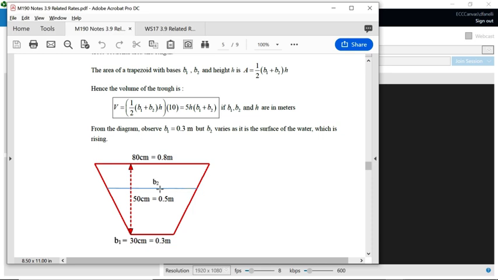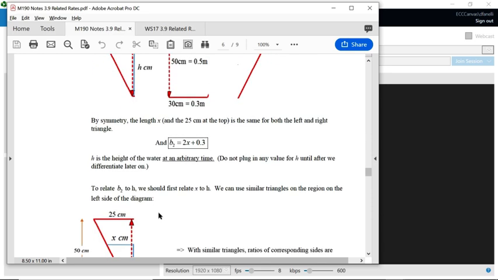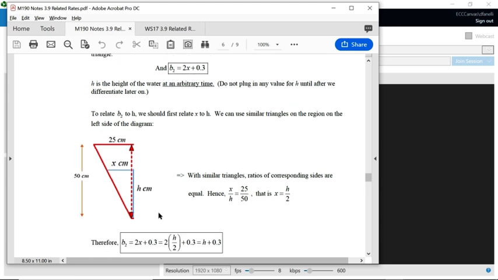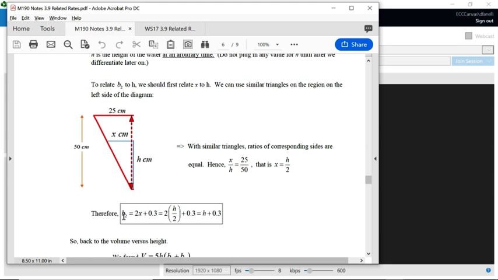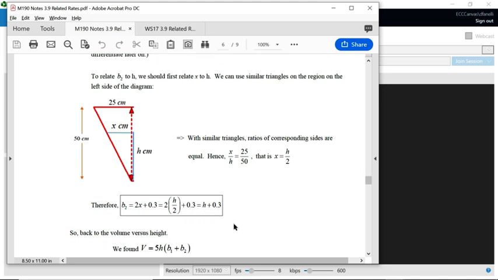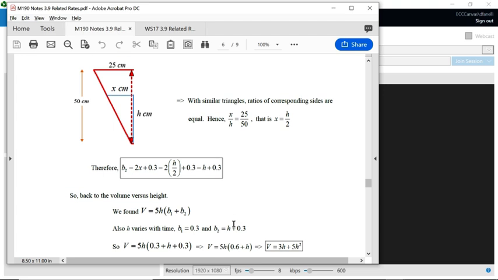Then we have this center section for the blue line, which is another 0.3 meters, right? So what is B2 in terms of h? In terms of h, B2 is therefore going to be 2 times h over 2 plus 0.3, which is h plus 0.3. Now we go back to our volume formula then.